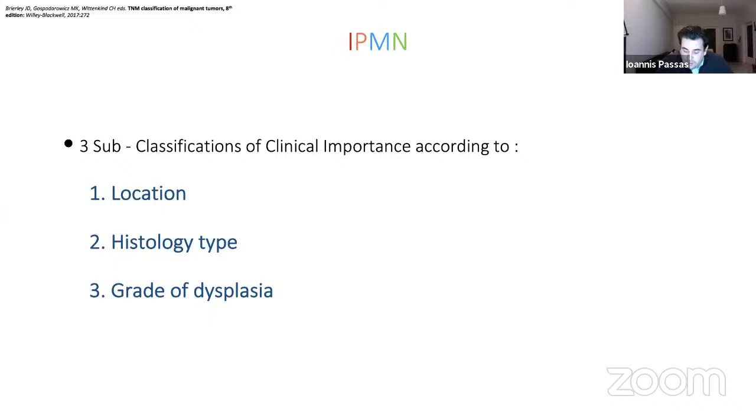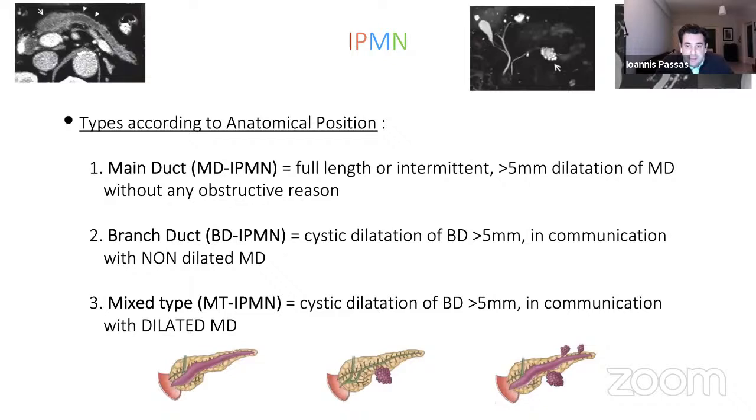Regarding the anatomical position, we have the main duct IPMNs when there is a dilatation of the main pancreatic duct above 5 millimeters. In the branch duct type, accessory side branches are dilated up to 5 millimeters and communicate with a non-dilated, normal main duct. And then the mixed type, when we have dilatation of both the branch duct and the main pancreatic duct.